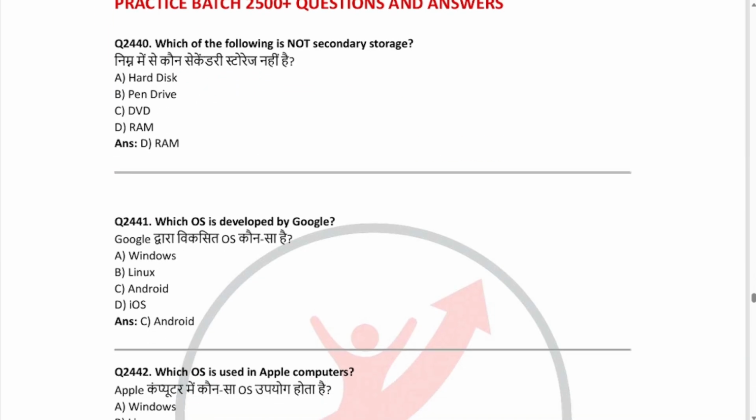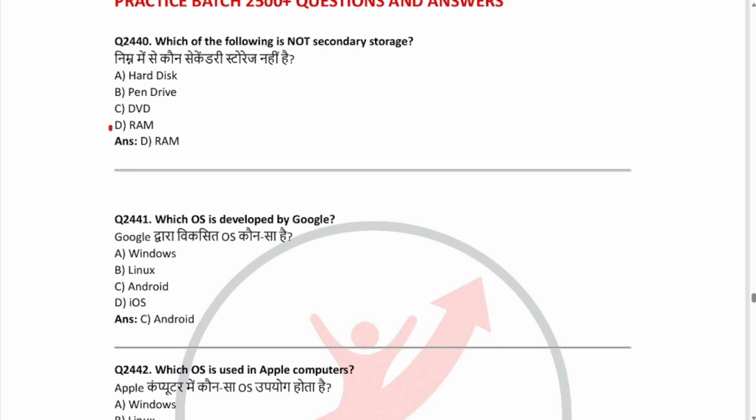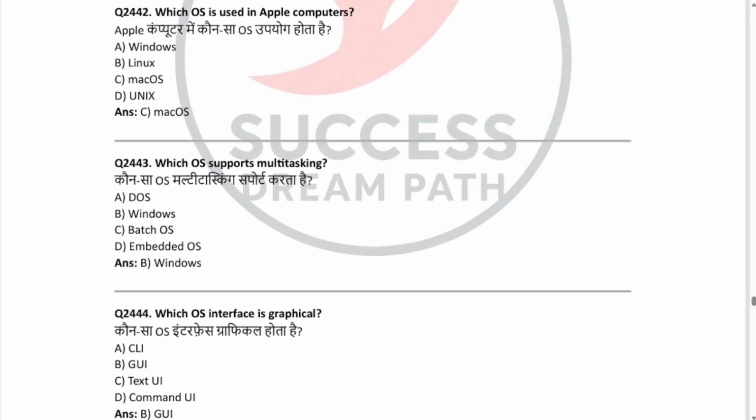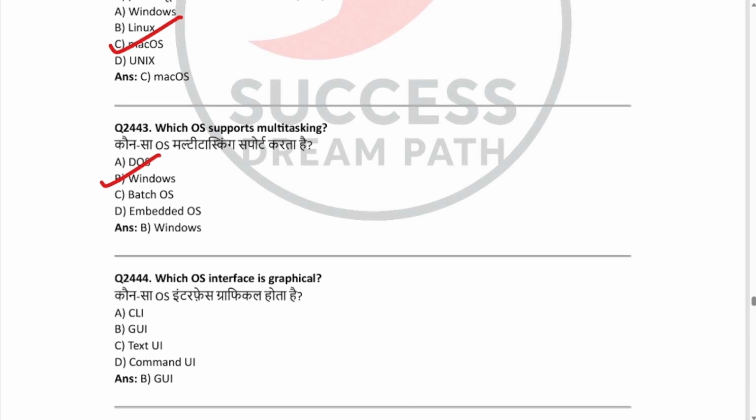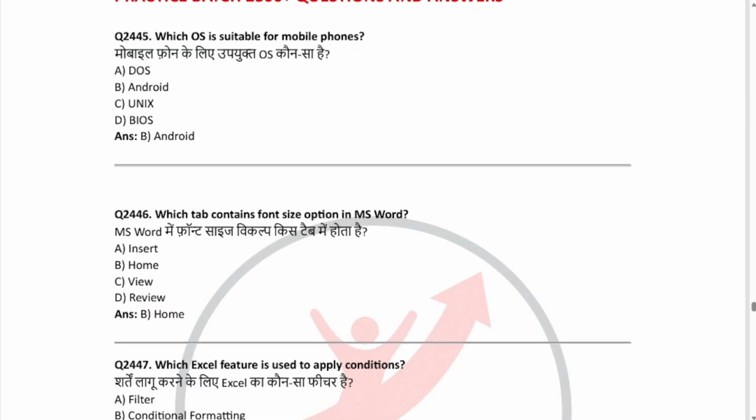Which of the following is not a secondary storage? RAM. Which OS is developed by Google? Android. Which OS is used in Apple computer? Mac OS. Which OS supports multitasking? Windows. Which OS interface is graphical? GUI.